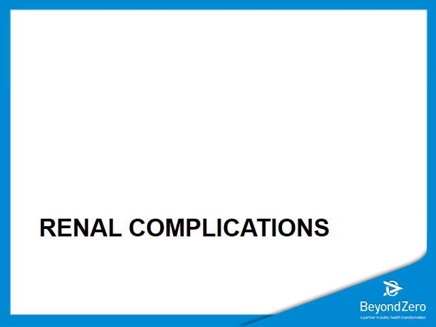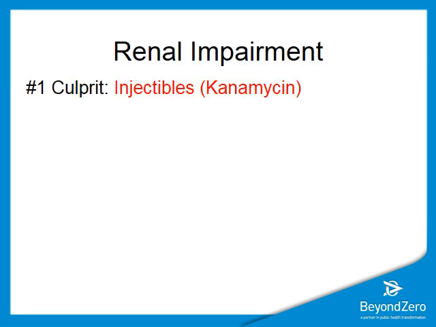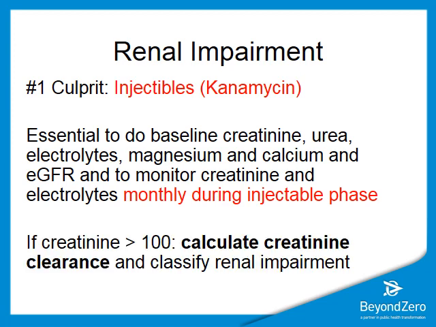Renal complications is an important and potentially very serious complication of DRTB treatment. Our number one culprit for renal impairment is, of course, our injectables, kanamycin in our adults, amikacin in our children, and it's essential to do that baseline creatinine, urea, electrolytes, as well as magnesium and calcium, and of course your eGFR. And then during the injectable phase, we need to monitor that creatinine and electrolytes very closely. Important not only to take the bloods, but to follow up on the blood results.